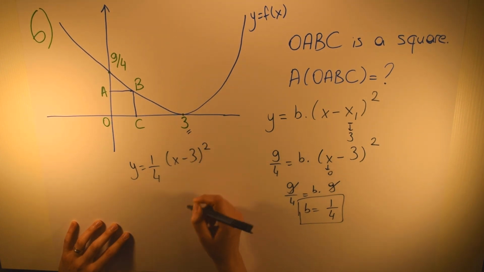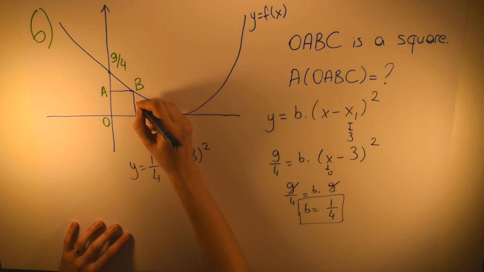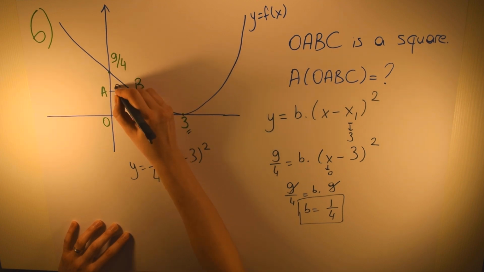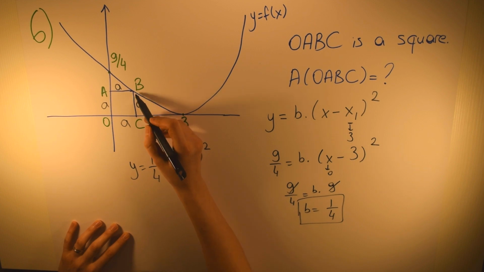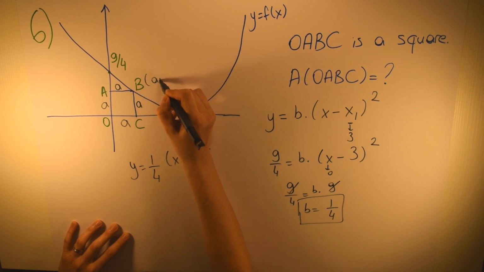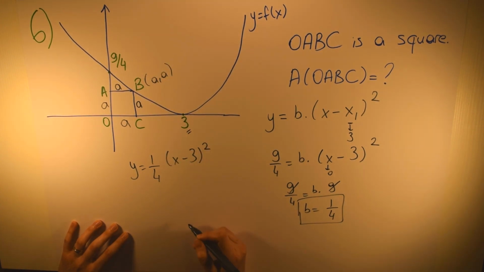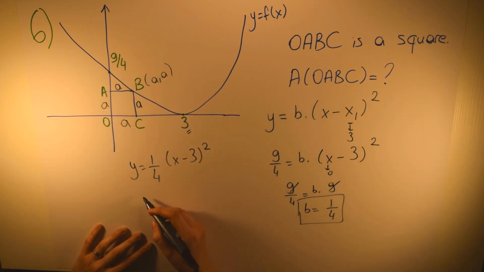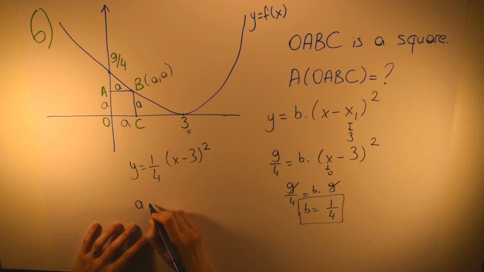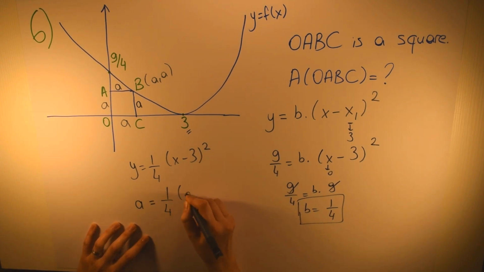(x minus 3) squared, right? So if I say here is equal to a, which means here is also equal to a, and here is also a, and here is also a. So the point B is actually (a, a), right? So let's use also this information. It means when x is equal to a, y is also equal to a. So a is equal to 1 over 4 times (a minus 3) squared.